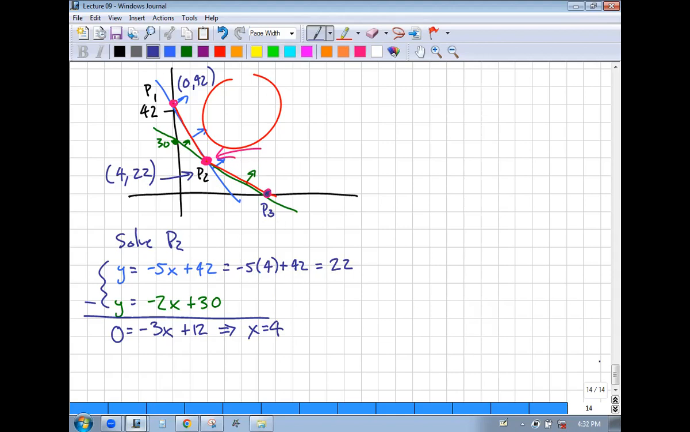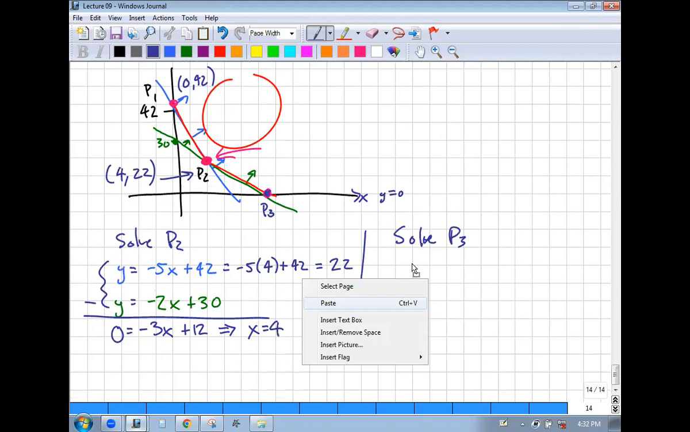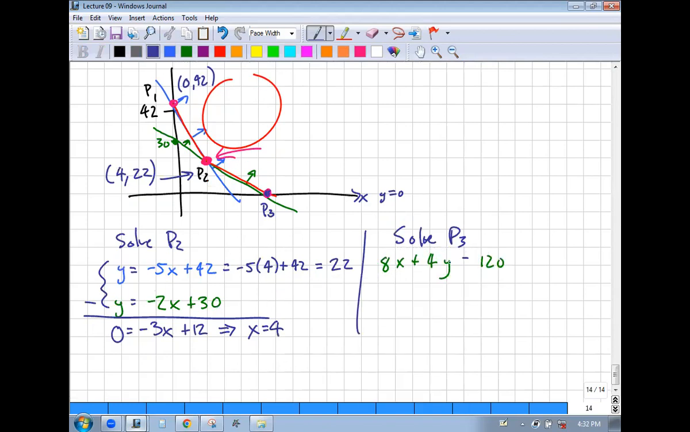P3 is where the green line crosses the x-axis, right? The x-axis is where y equals zero. So where the green line crosses y equals zero, you can see that x is 120 divided by 8. I don't know what that is. 120 divided by 8, 15. So P3 here is 15, 0. So we got our three corner points.